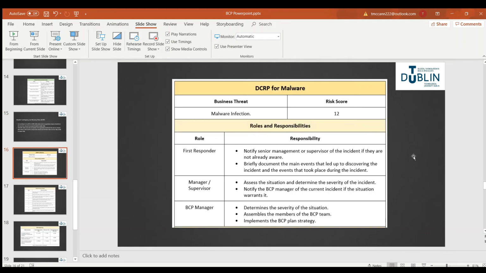In this slide, a sample DCRP for malware developed for IntegraQuest can be seen, which outlines the business threat and risk score. The roles and responsibilities during the incident are also outlined.